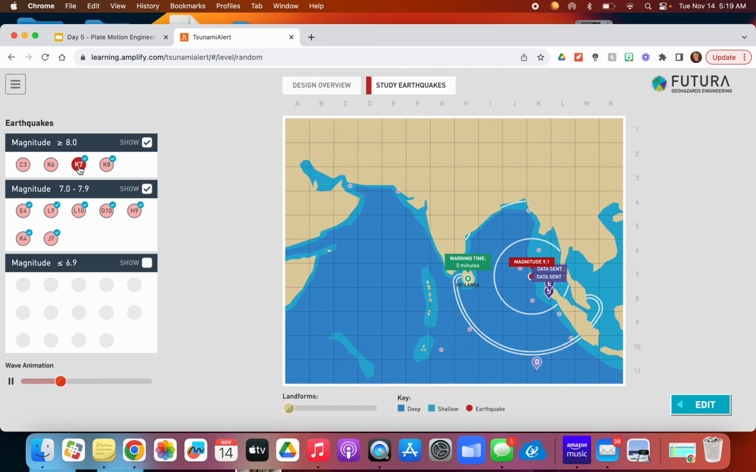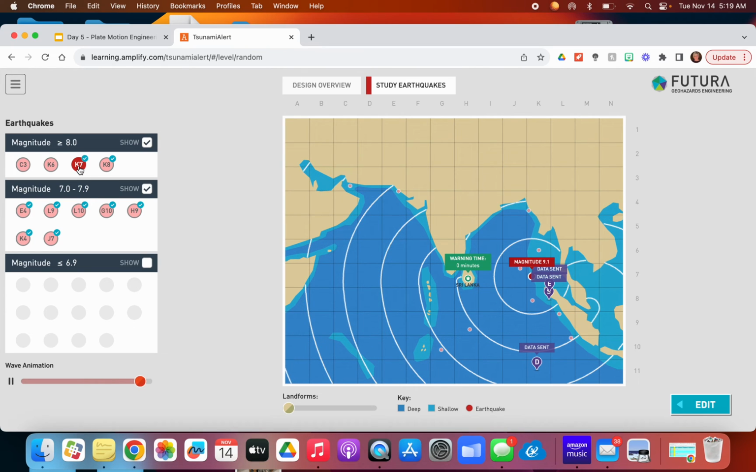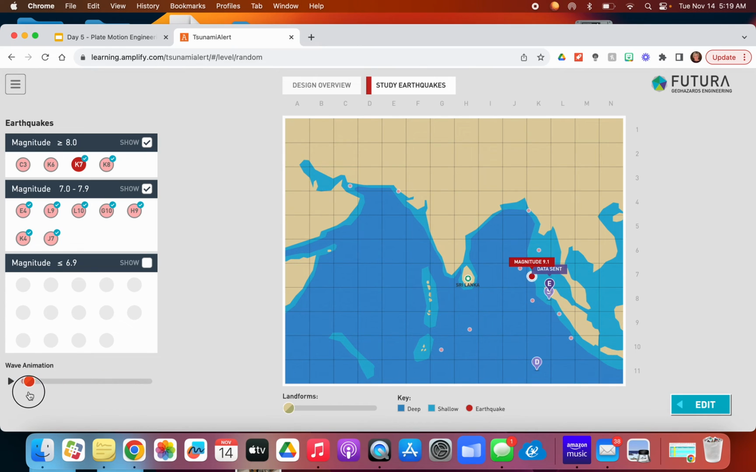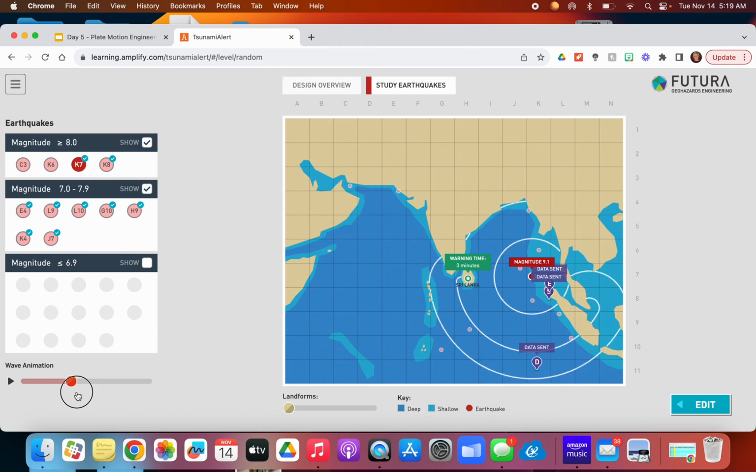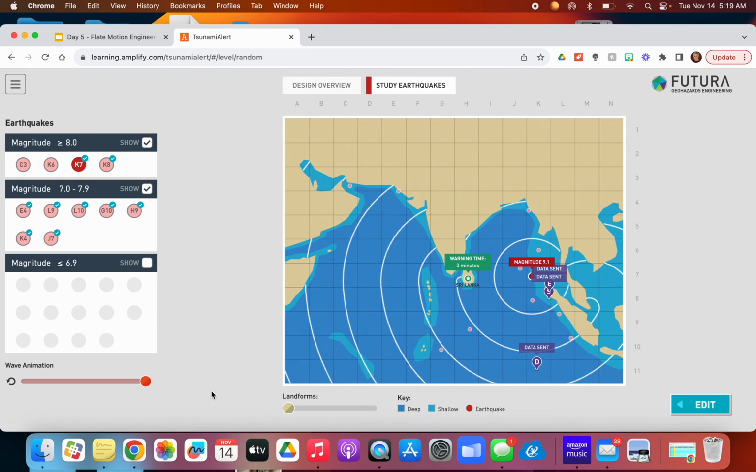K7, there we go. We had data sent, no breaks. This was a magnitude 9.1. This was huge. So what I can see is by the time that wave actually hits my sensors, it's just too late for Sri Lanka. It's too late. So there's good information here, and maybe I need to have sensors in this area, but where I have them is not right. I need to consider moving them.